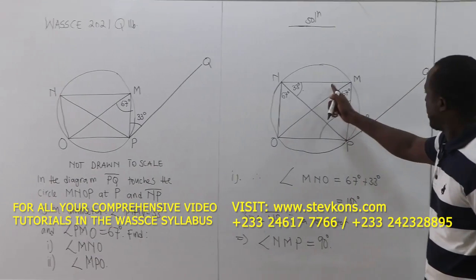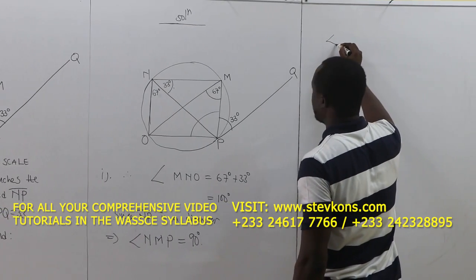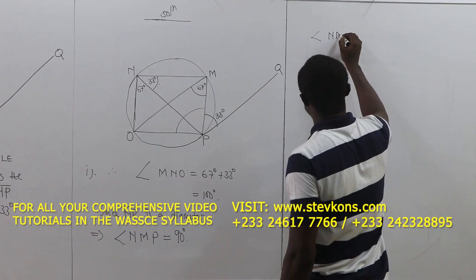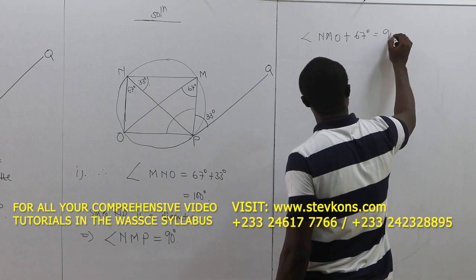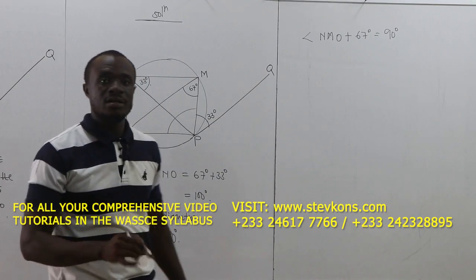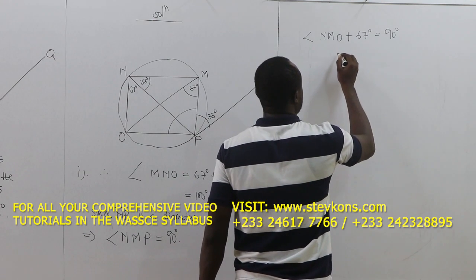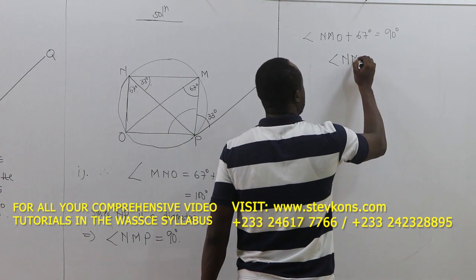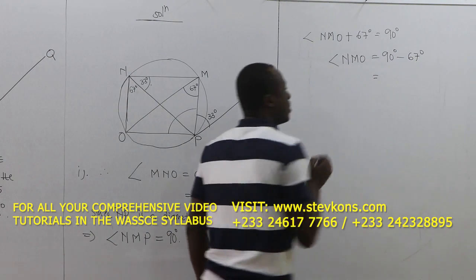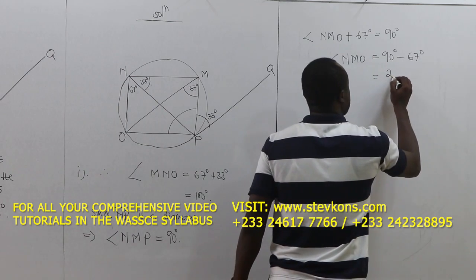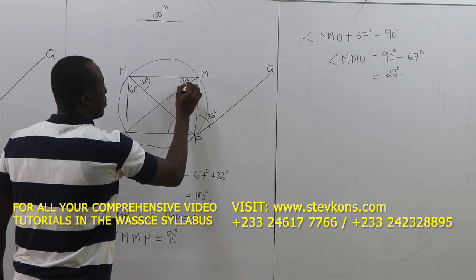So the angle here plus the angle here is equal to what? 90 degrees. So you can say that angle NMO plus 67 degrees is equal to 90 degrees. The angle a diameter makes at the circumference is 90 degrees. So clearly our angle NMO is equal to 90 degrees minus 67 degrees, and this is just 23 degrees. So it means that the angle here is 23 degrees.